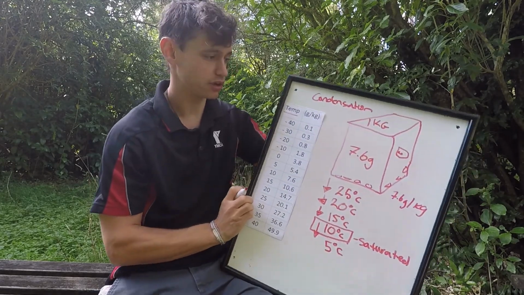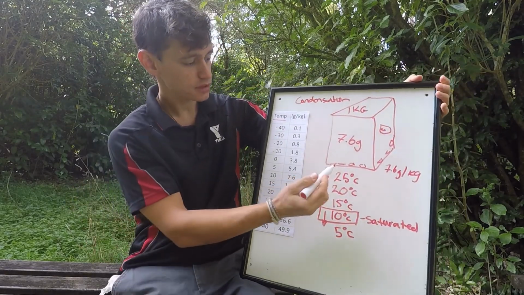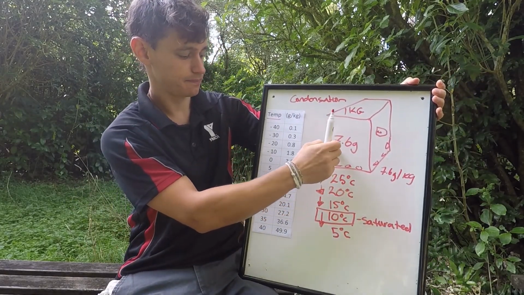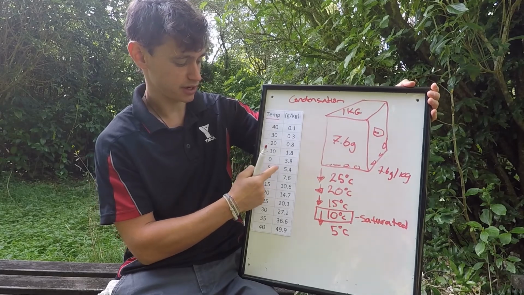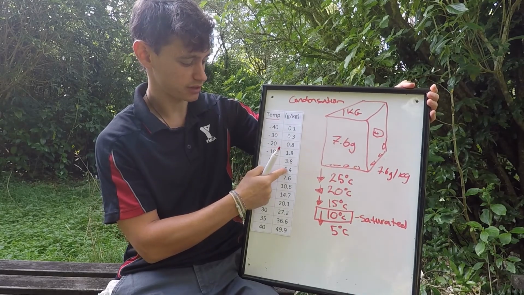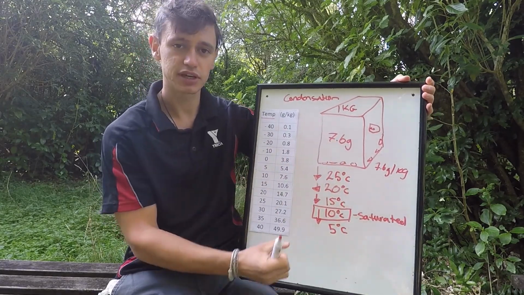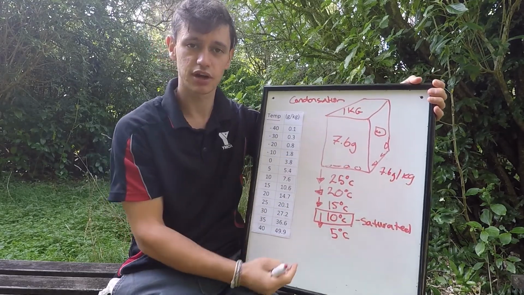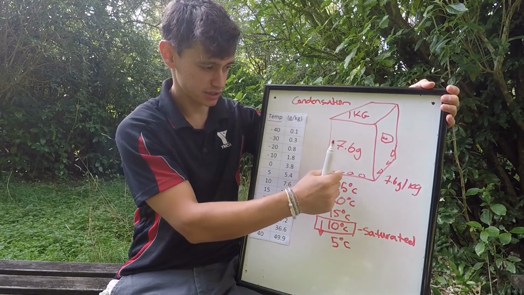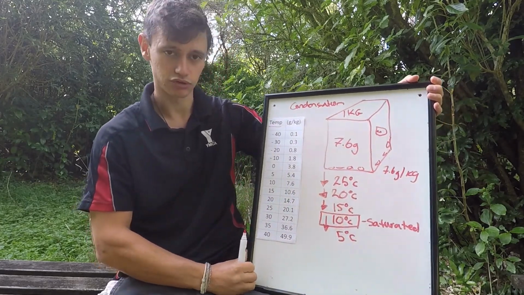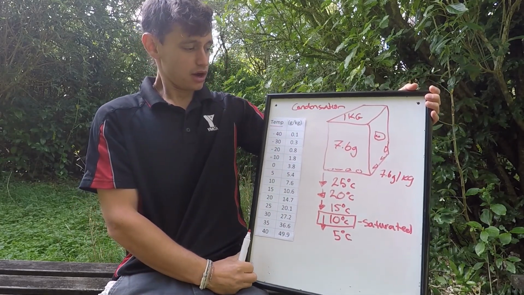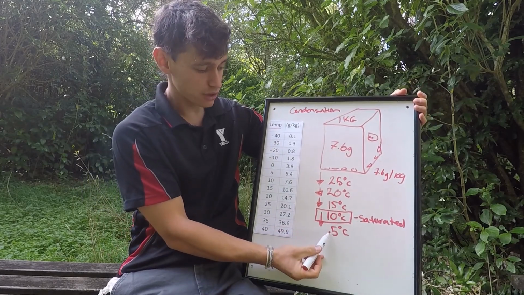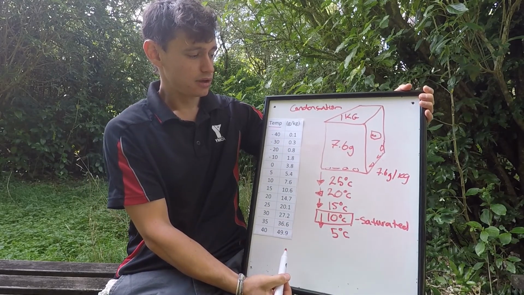I'm sure we've all seen condensation before. So the 5 degree air can only hold 5.4. There's 7.6. Some of it has to come out, and what does it do? It comes out of there and it sticks to the side of the box. It's not raining, it's just sticking to the side as small little droplets. Awesome.